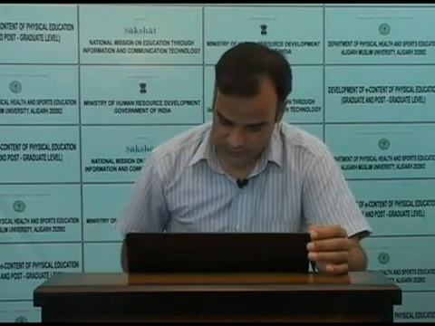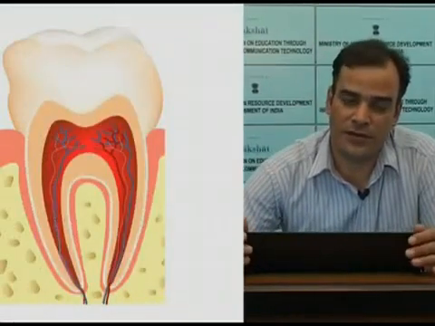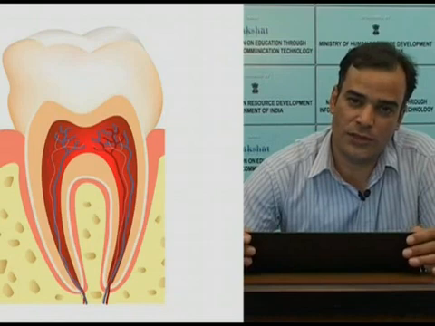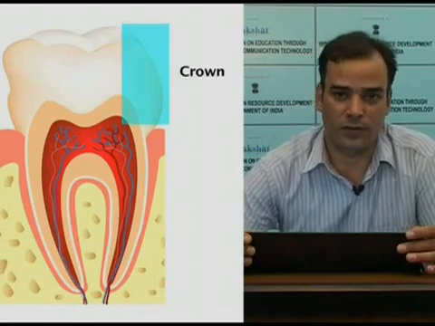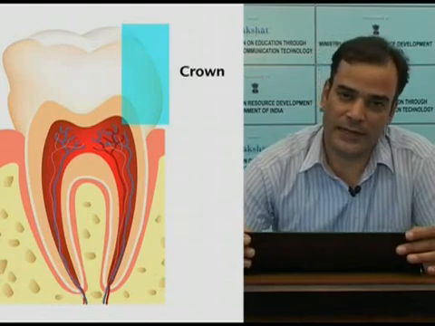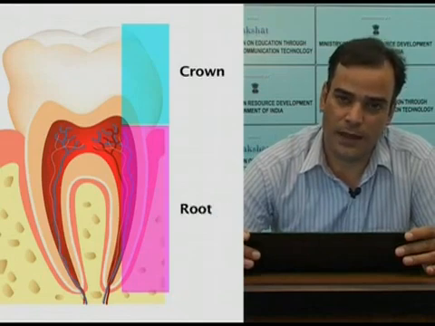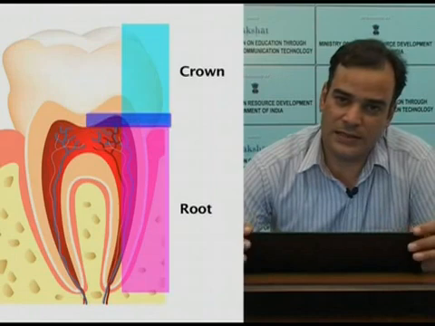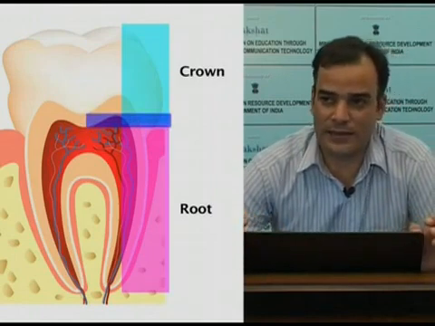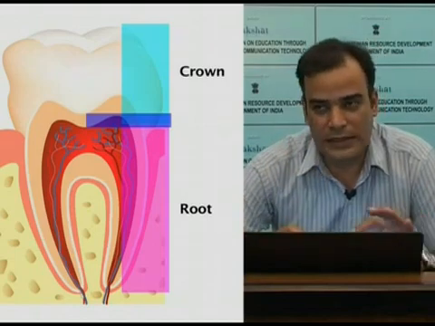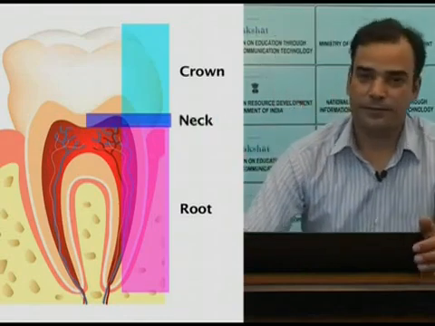Our teeth can be divided into different regions. The portion that comes out of the gums is called the crown, and the portion that is hidden inside the gums is called the root. And in between these two regions, the crown and the root, there is a small portion that is a bit narrow and is called the neck.